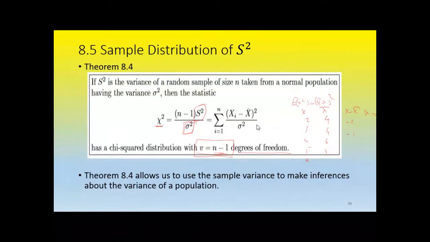So this is analyzing the variances, not ANOVA actually. We are finding the probability distribution of variances, which is approximated by the chi-square distribution. So this theorem allows us to use the sample variance to make inferences about the variance of the population, isn't it? We have to conclude something about the population variance by using the sample variance. This formula will be used to find chi-square values.